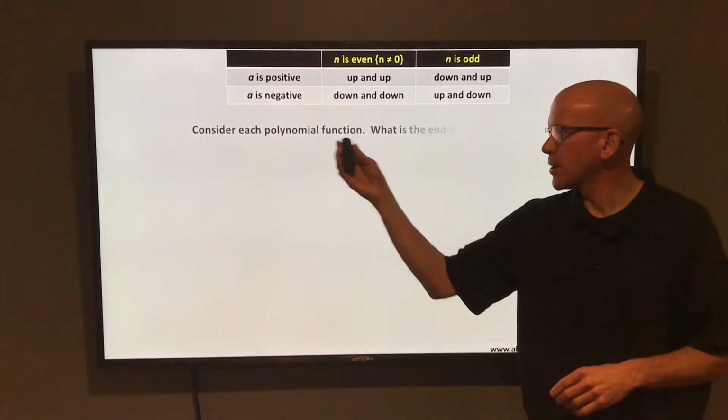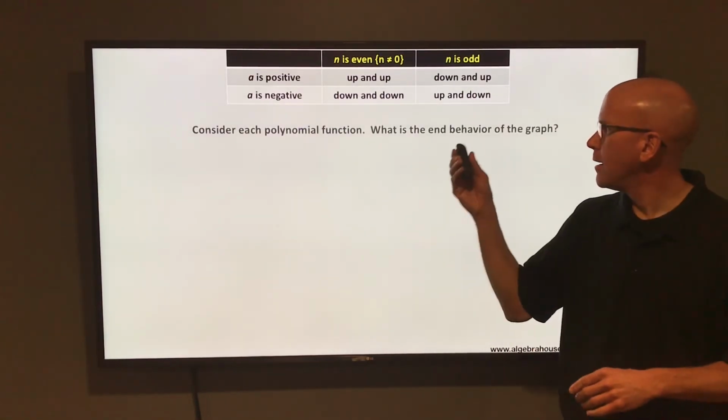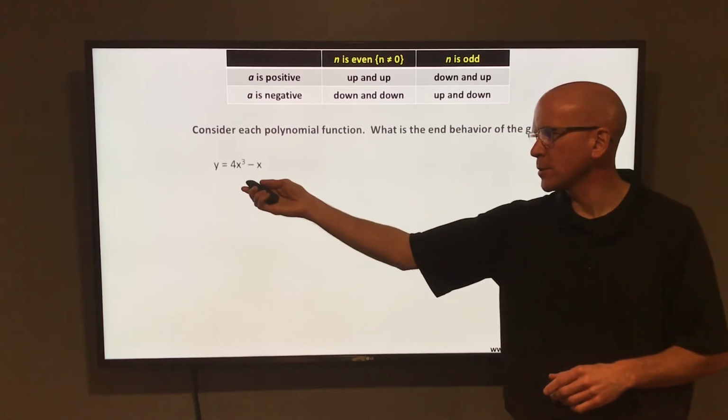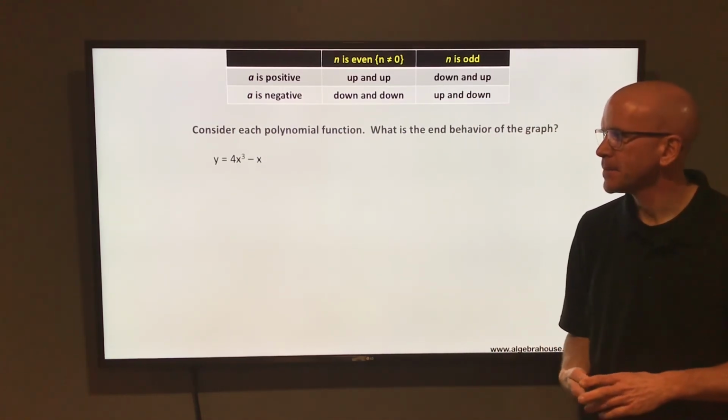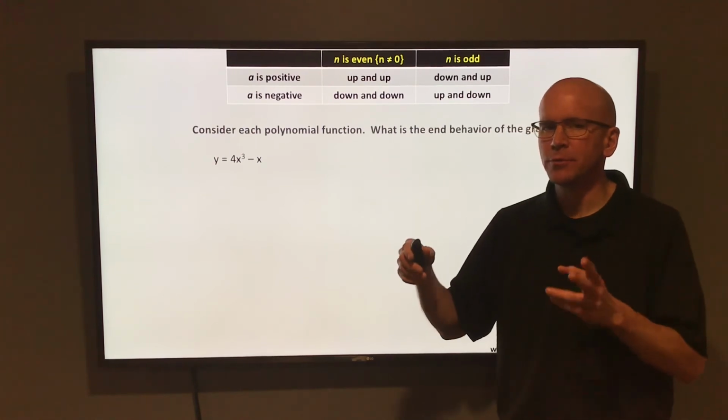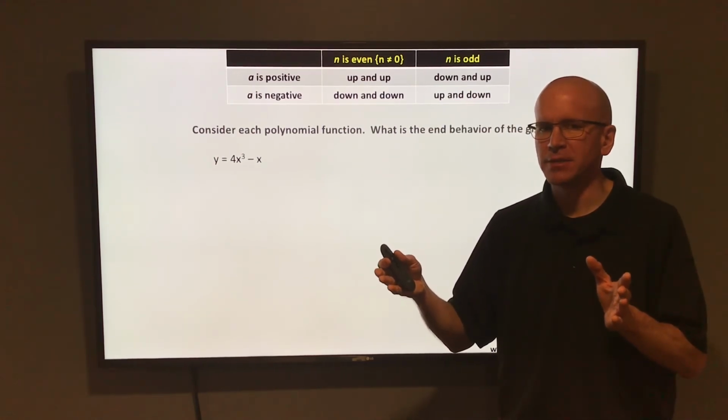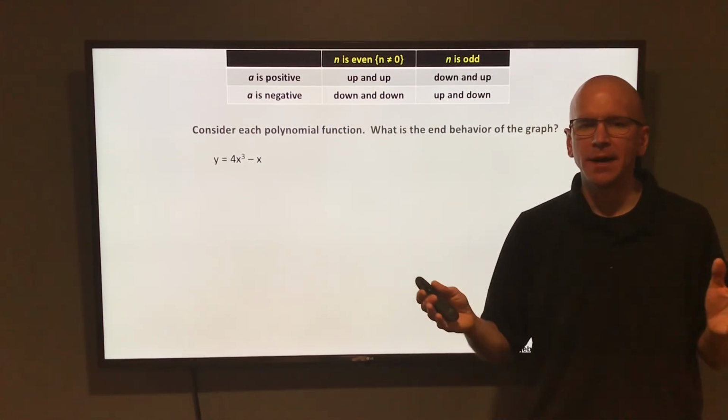Consider each polynomial function. What is the end behavior of the graph? So we're going to start with y equals 4x to the third minus x. To state the end behavior, we need to know two things. What is the leading coefficient? Is it positive or negative? And what is the degree? Is it odd or even?